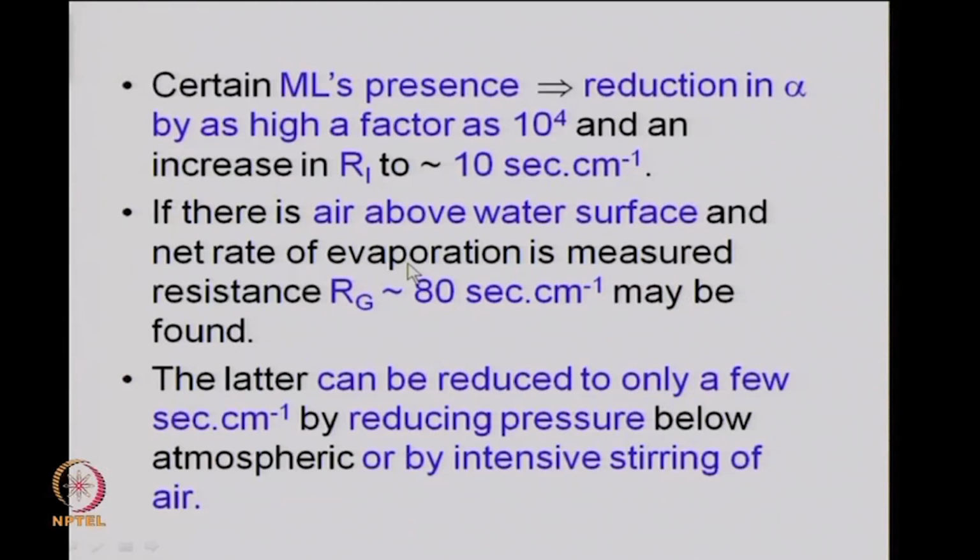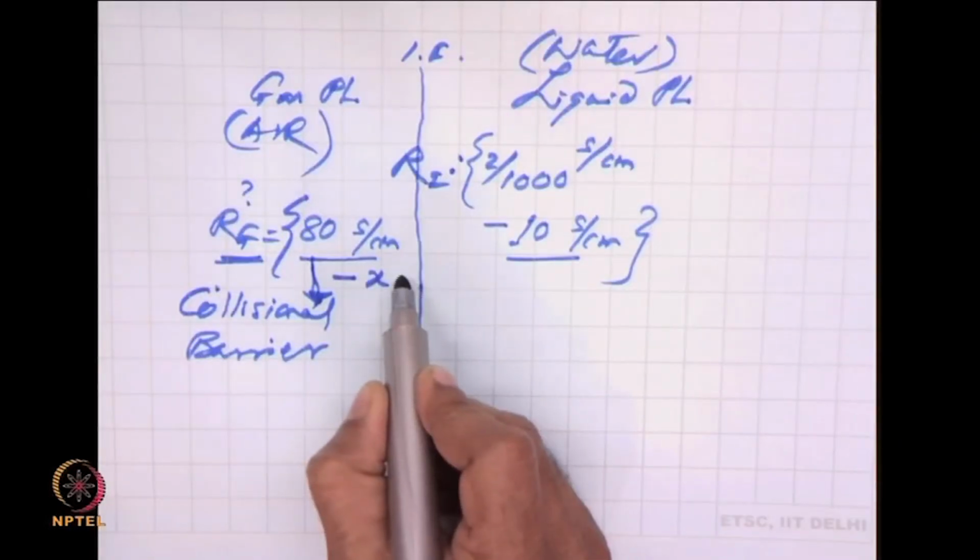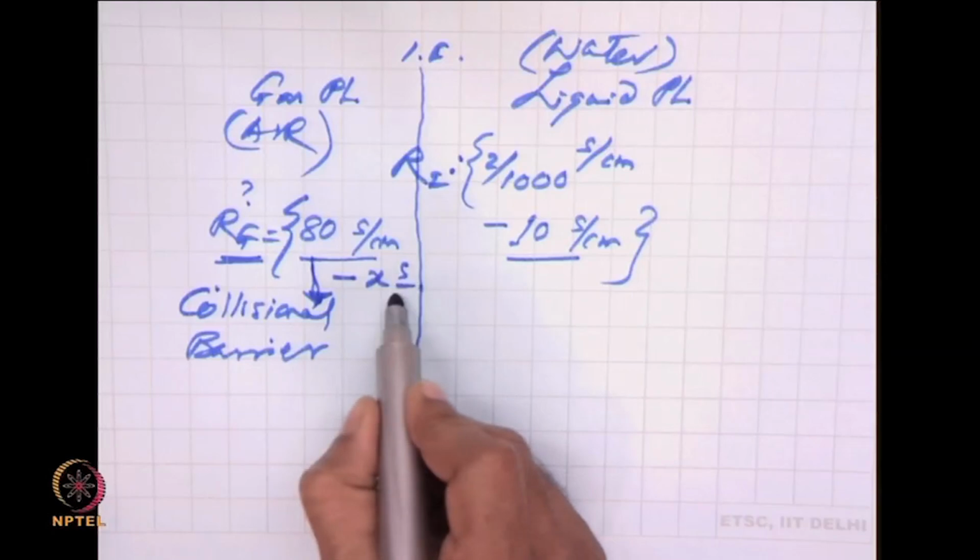Okay. So, by reducing pressure or by increasing the stirring and therefore, mixing of the gas phase, we could minimize the resistance and therefore, Rg can be reduced to a few seconds per centimeter. Okay. So, that gives you an idea about the Rg. Rg we could say 80 to maybe a small number x seconds per centimeter.